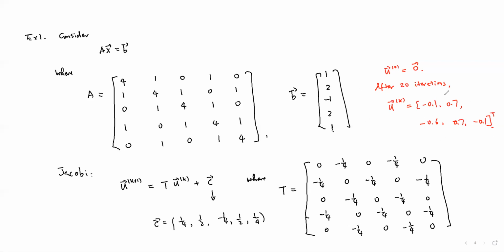The solution of the linear system is this. Yeah, 20 iterations, because A is strictly diagonally dominant. Okay, dominant. Yeah, this is topic 1.